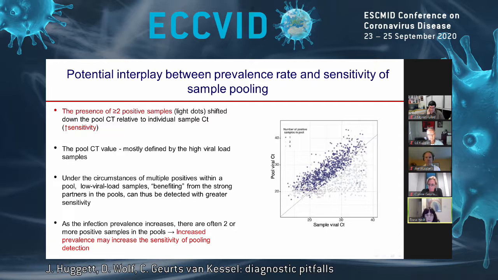The pool CT value was mostly defined by the high viral load sample within the pool. Under the circumstances of multiple positives within a pool, as you can see here, for example, low viral load samples benefiting from the strong partners in the pool can thus be detected with greater sensitivity. As the infection prevalence increases, there are often 2 or more positive samples in the pool. Thus, increased prevalence may increase the sensitivity of our pooling detection.